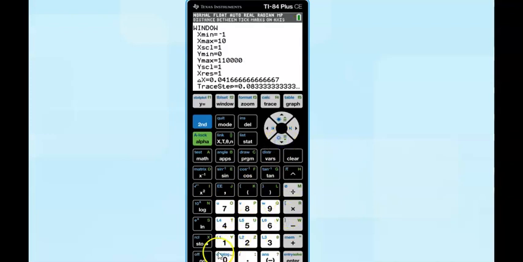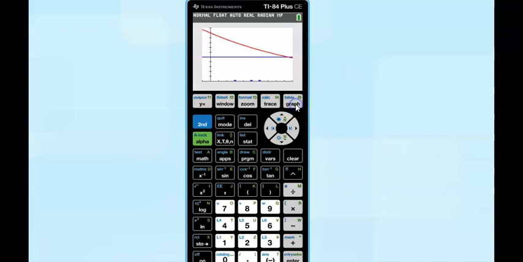My scale is probably going to be, I don't know, 10,000, something like that. All right, so cross your fingers. Let's hope I did everything right. Graph. Okay, I need this intersection.